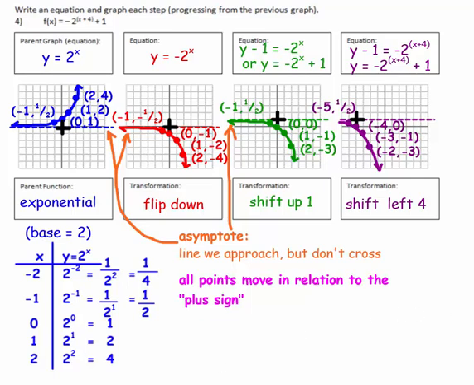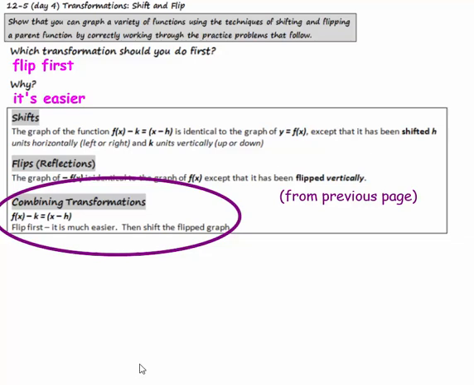Okay, so now we have done some shifting and flipping with a couple of different types of our library of functions. And like I said before, it's always best to flip first. It makes it a little easier. If you try to flip last, it's really hard.